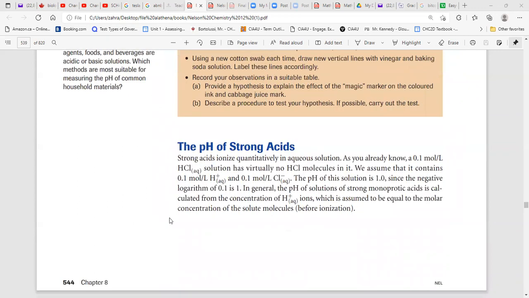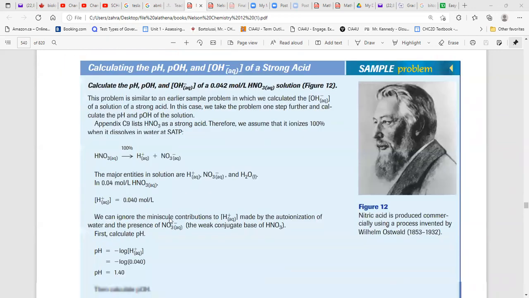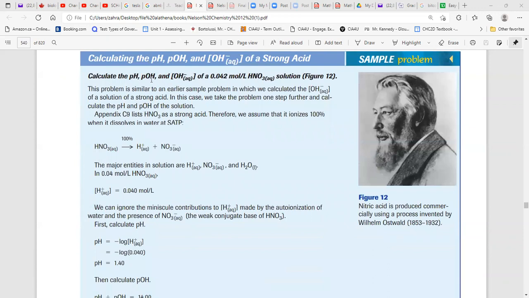The pH of a strong acid. Again, the same things. Calculate the pH of 0.042 mole per liter of HNO3. HNO3 is a strong acid. We have the concentration of HNO3. Because 1 mole of HNO3 produces 1 mole of the hydrogen ion, the concentrations of these two are the same. Hydrogen ion is 0.042, the same as the concentration of the HNO3.